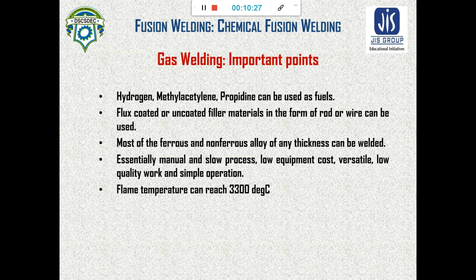Now there are some other important points for gas welding. Hydrogen, methyl acetylene, and propylene can be used as fuels, and flux coated or uncoated filler material in the form of rod or wire can be used. Next, most of the ferrous and non-ferrous alloys of any section can be welded by fusion welding.